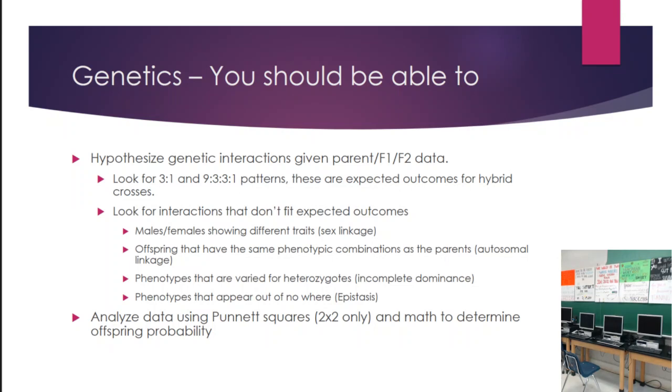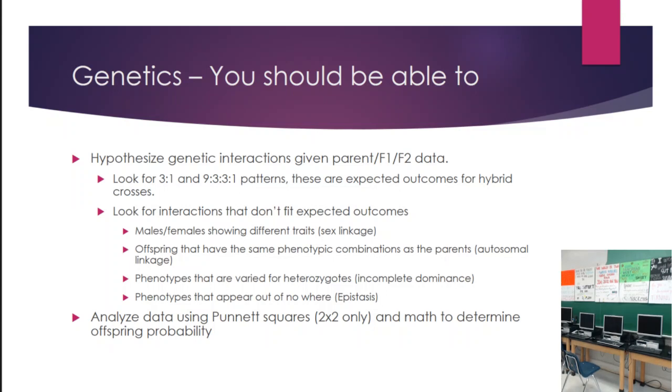If you have a varied heterozygote phenotype showing up, so if you have a white flower and a red flower and it produces a pink offspring, that's different than what we should expect. And so that's going to show you incomplete dominance.